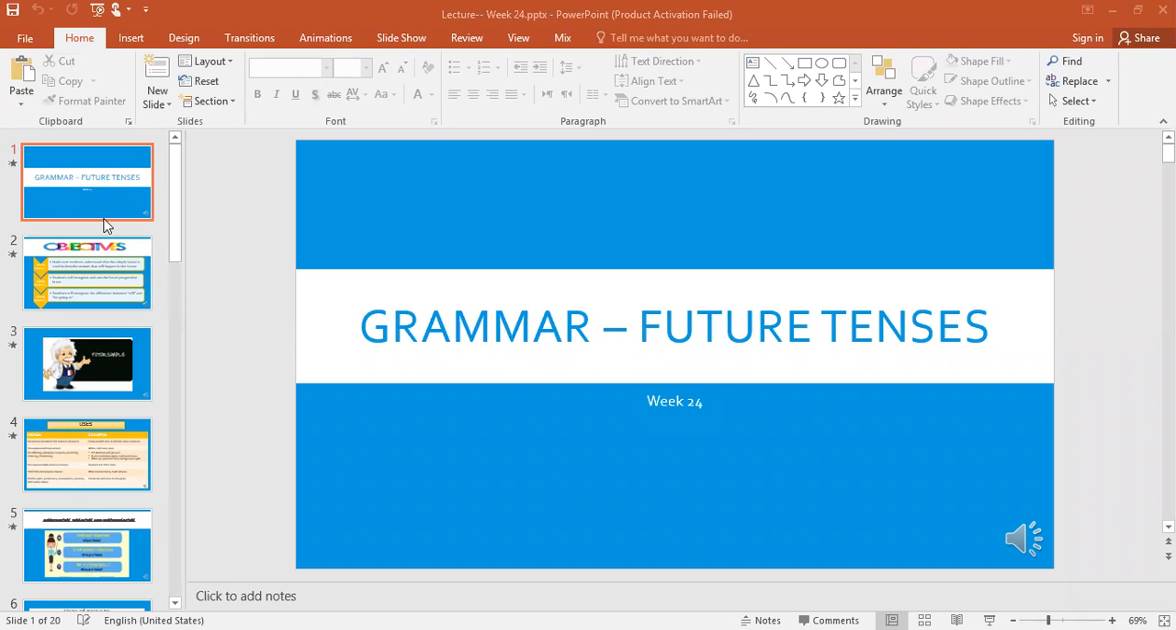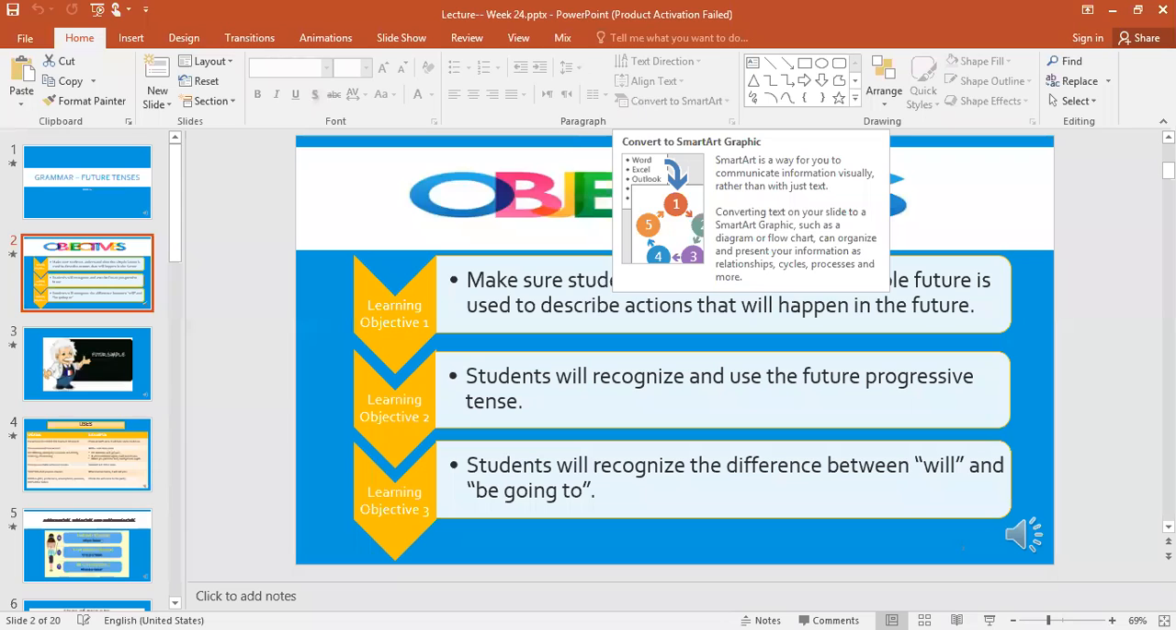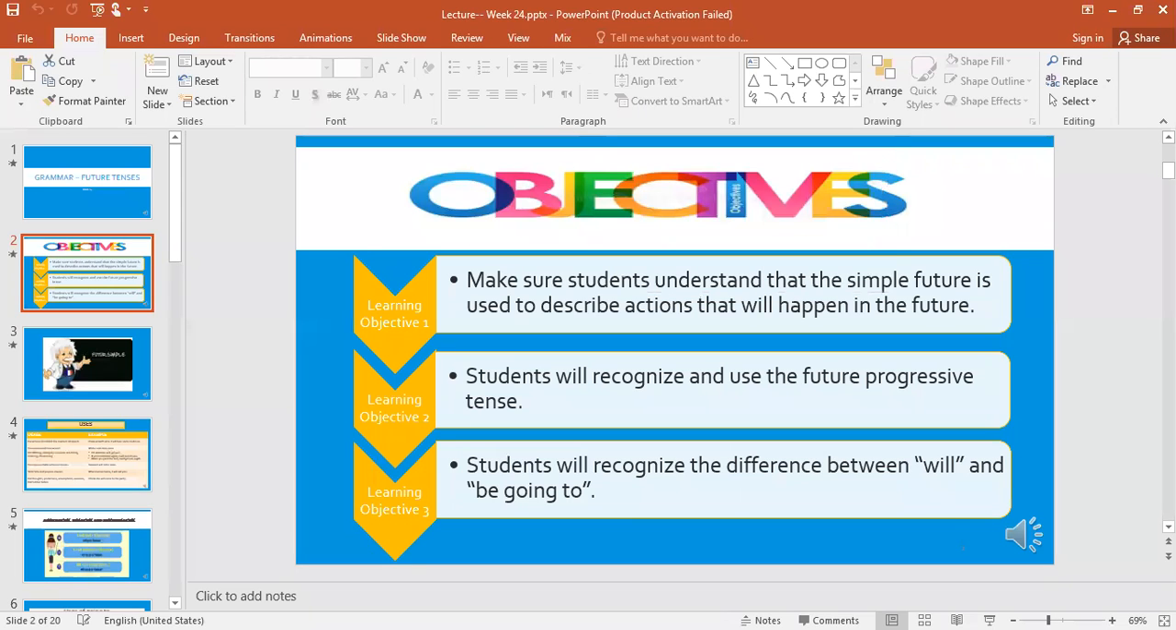Let's start first. So as I said, today's lesson is about the future tenses. I will start with the future simple tense. First of all, let's talk about the objectives. Throughout this lesson, you will understand the simple future and why it is used and how it is formed. You will also recognize and use the future progressive tense. And you will recognize the difference between will and be going to. Okay, so these are the three objectives that we are going to cover throughout the lesson.